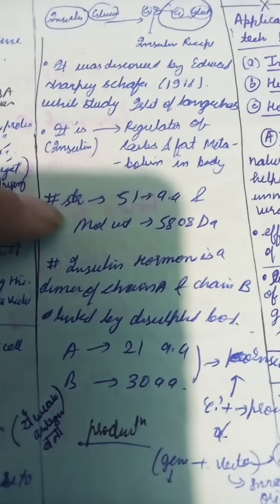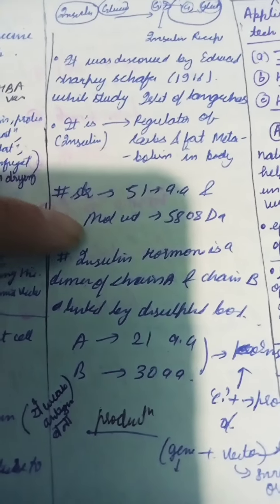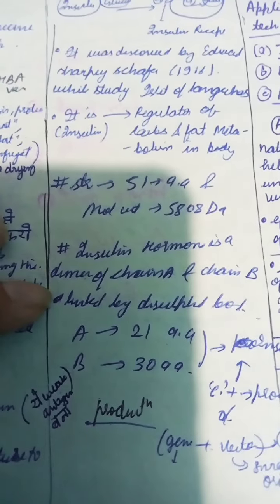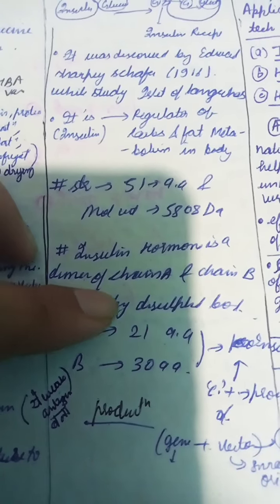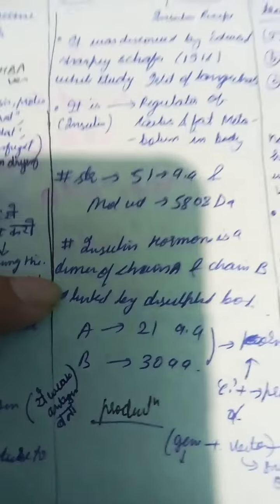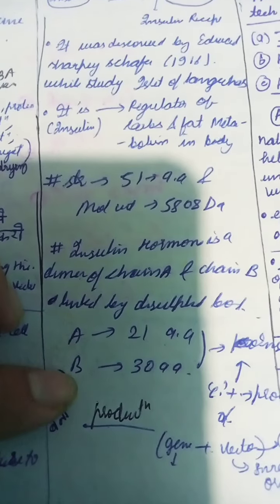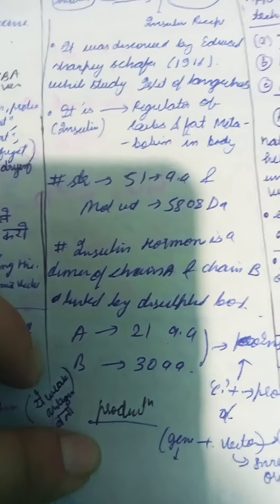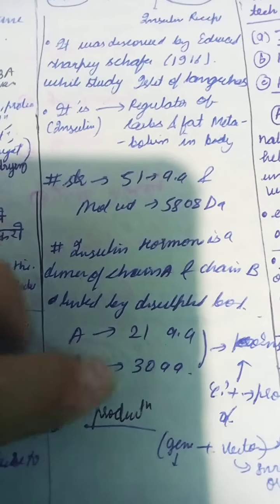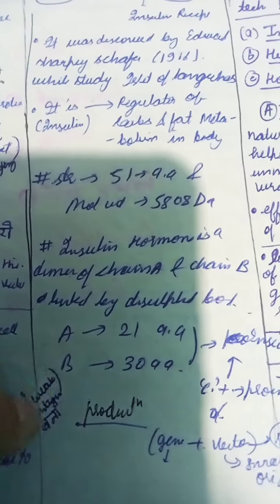Structure: 51 amino acids are used. Molecular weight is 5808 Dalton. Insulin hormone is basically dimeric because it contains chain A and chain B. The mature insulin contains chain A plus B, but immature insulin contains A and B plus C chain. A chain is made up of 21 amino acids, B chain is made up of 30 amino acids.